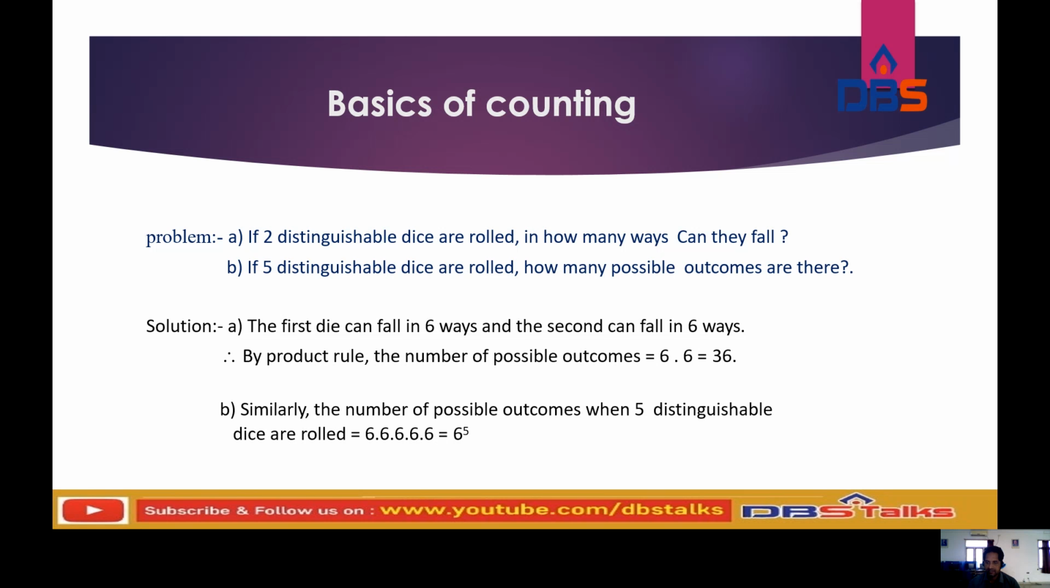So 2 dice give 36, 5 dice give 6 power 5.